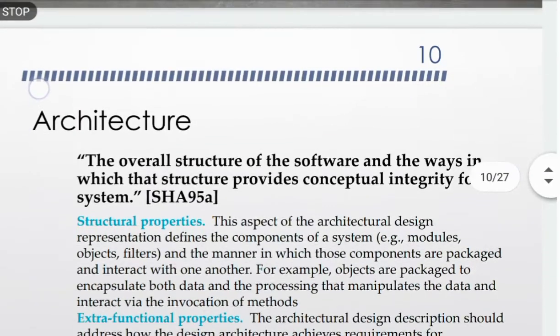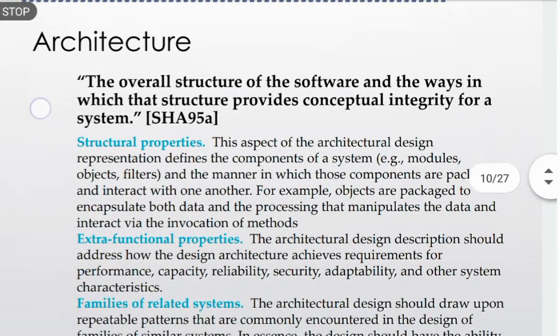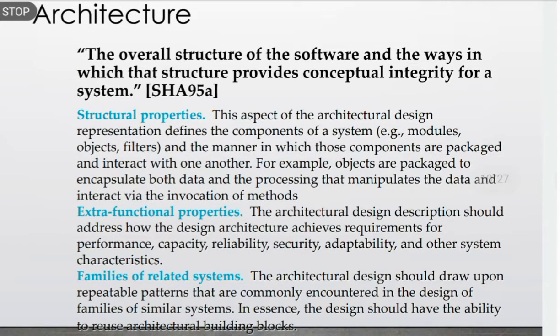Next one is the architecture. Now we will see what architecture is. Software architecture alludes to the overall structure of the software and the way in which that structure provides conceptual integrity for the system. The simplest form of architecture is the structure or organization of program components, the manner in which these components interact, and the structure of data that are used by the components. That is, components can be generalized to represent major system elements and their interactions.